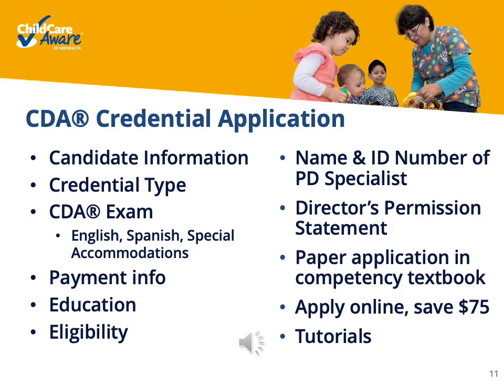Once you have completed your training, experience, portfolio, and found a PD specialist to work with you, then you are ready to apply for your credential. To save time, as well as $75, complete your CDA application online on the Council website. The online application allows you to save your work and continue later if needed. You can also communicate with the Council and receive updates on where you are in the credentialing process.